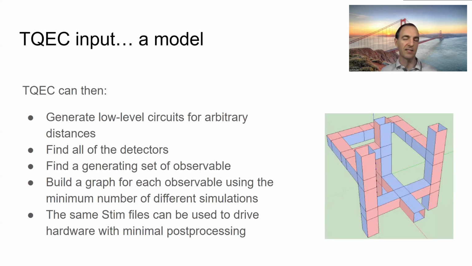It'll find all the detectors. So all the places that we talked about right at the very beginning where these circuits will give you information about local errors, it'll work out how to do that for you. It will find all of the observables, these correlation surfaces that snake through the structure and characterize the quality of the computation.